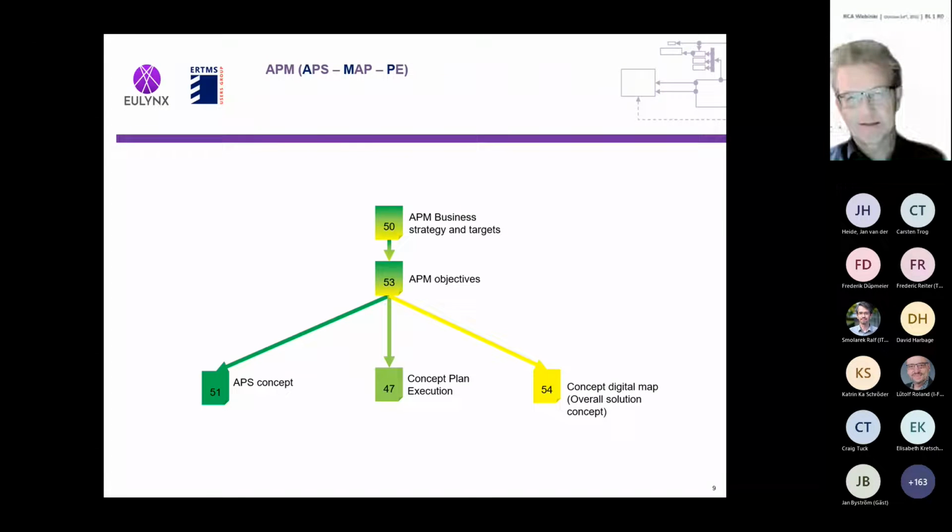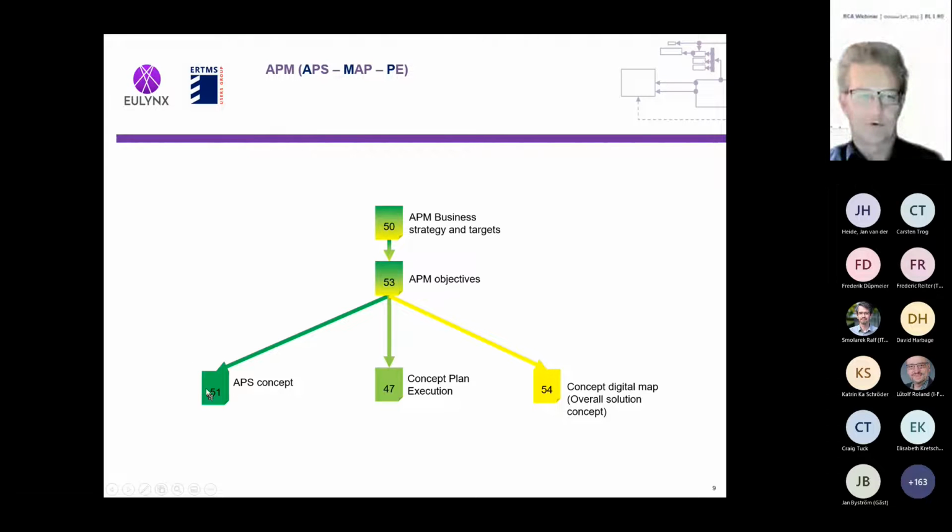Then we have a functional cluster of subsystems, and you see here three colors, and you will see these colors again in the next slides. We have an aggregate which we call APM, A for APS, M for MAP, and P for PE. And we have a systematic derivation first of the APM business strategy and the targets, where then objectives are derived from.